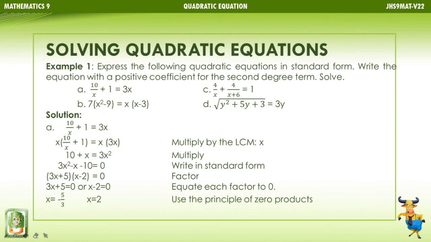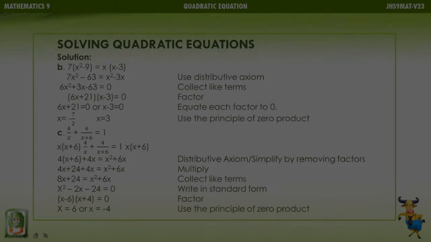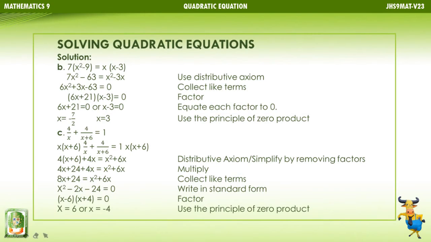Solving quadratic equations. Example 1. Express the following quadratic equations in standard form. Write the equation with a positive coefficient for the second degree term. Solve. Solution. B. 7 times x squared minus 9 equals x times x minus 3.